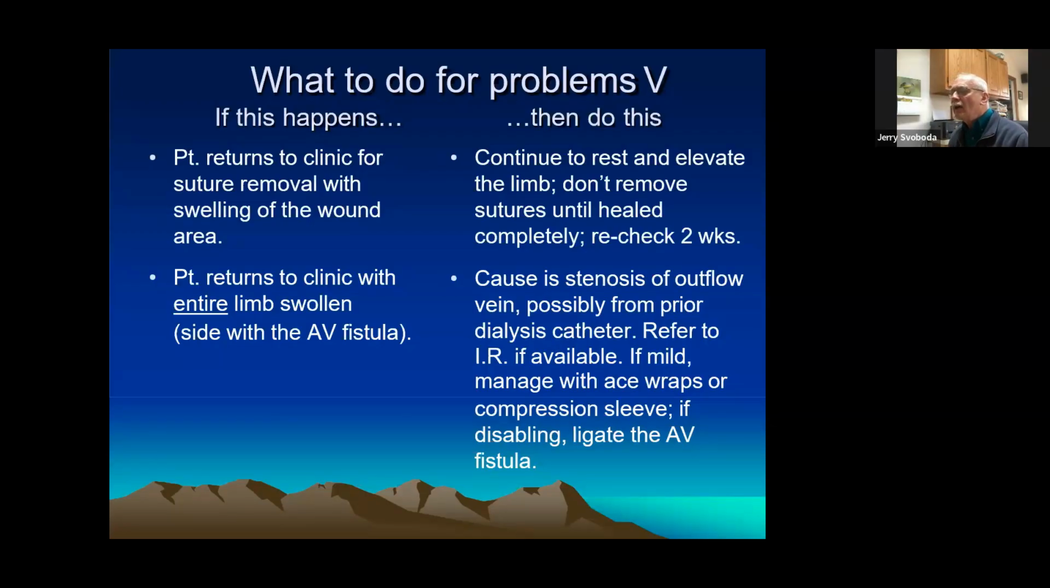What about if they come to the clinic and the whole limb is swollen? The side with the AV fistula is swollen, the hand is swollen, all the way up to the axilla. This is an undetected stenosis of the subclavian vein, probably from a previous dialysis catheter. If you have interventional radiology available, they may be able to dilate that stenosis. If it is disabling, and it can become disabling, your last resort is to ligate the AV fistula. If it's very mild, it can be managed with ACE wraps or a compression sleeve.